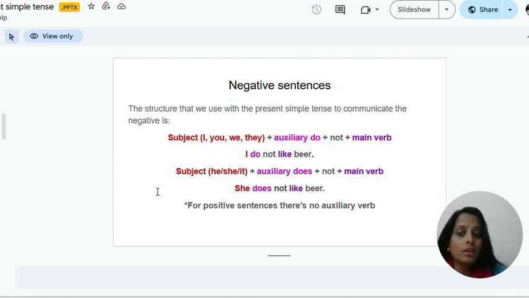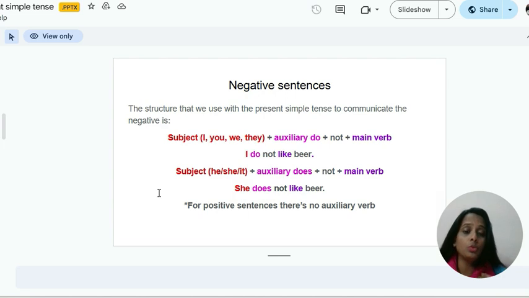Let's move on to the next one. We'll see the negative sentences. The structure that we use with the present simple tense to communicate the negative is subject, like I, you, we, they, plus auxiliary verb. Auxiliary verbs are helping verbs. Do plus not, because it's a negative sentence, plus main verb. So here is the sentence structure for the negative sentence. Subject plus auxiliary verb plus not plus main verb. I do not like beer. Again, she does not like beer.